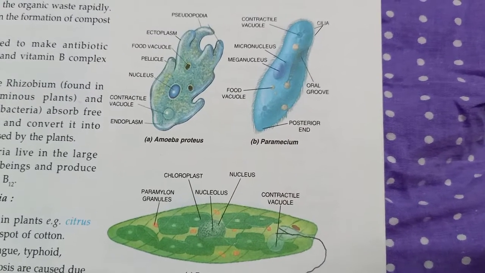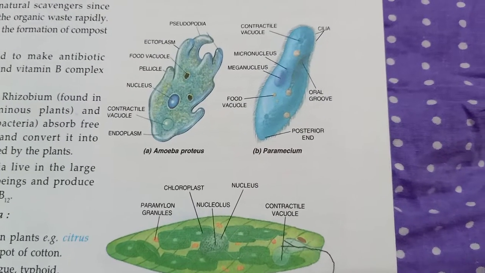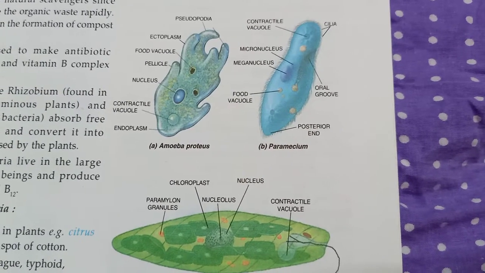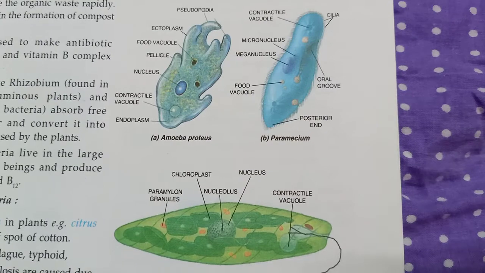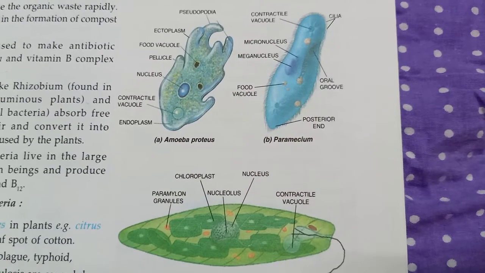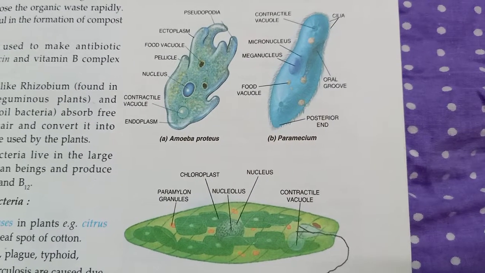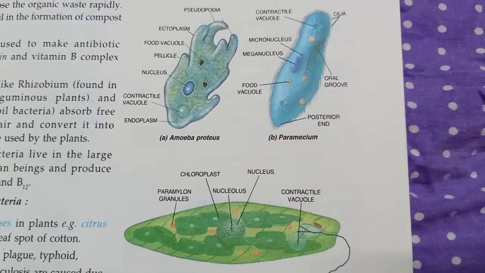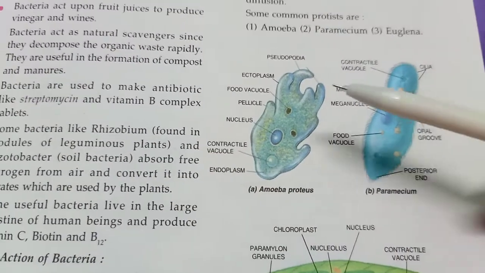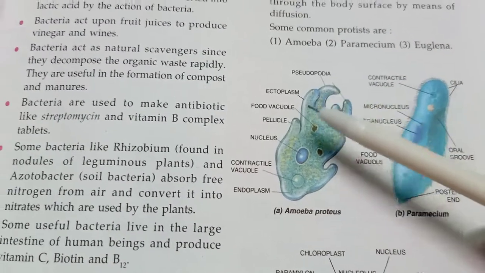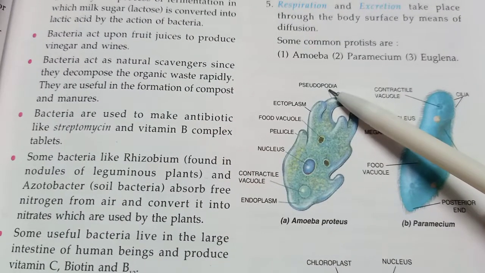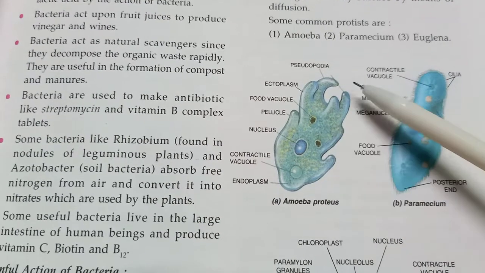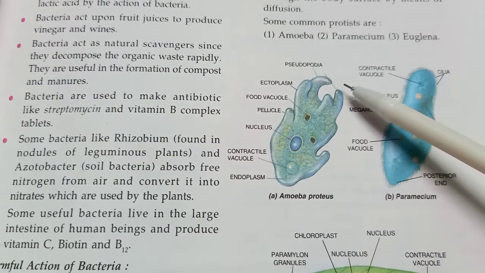Now in this you can see that this paramecium, they have a hair-like structure called cilia, and with the help of this they are able to move from one place to another place. And in amoeba also you can see the pseudopodia. In amoeba also you can see here that this pseudopodia is present, and with the help of the pseudopodia they are able to move from one place to another place.